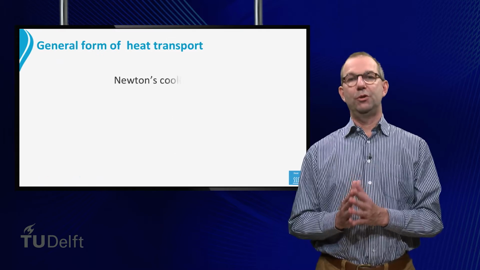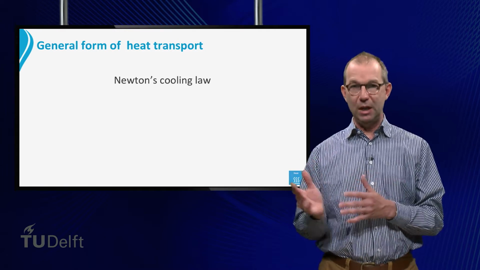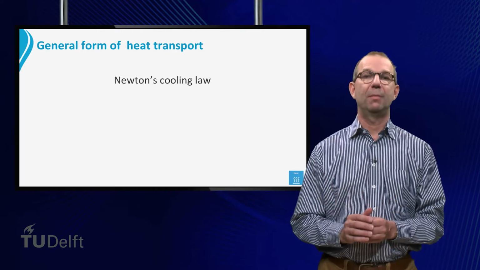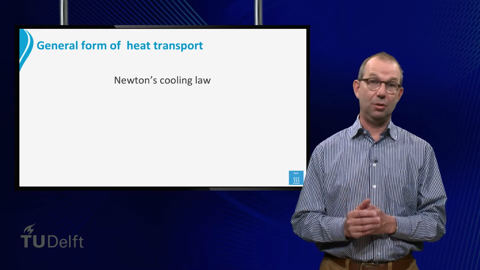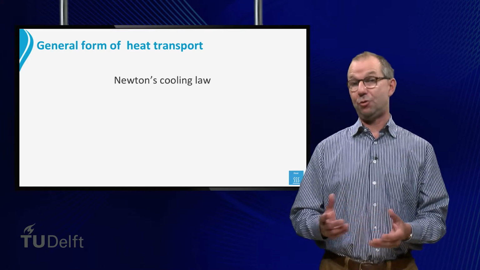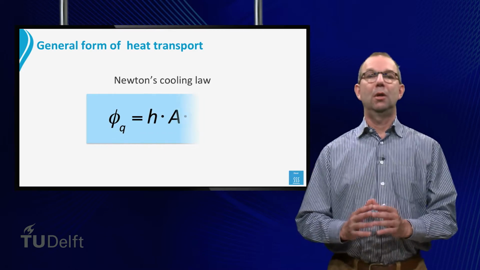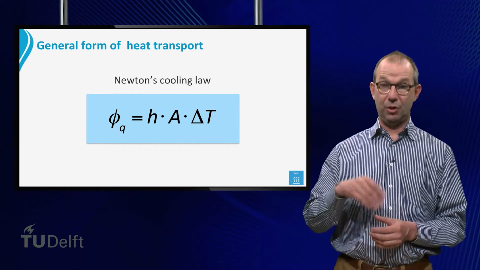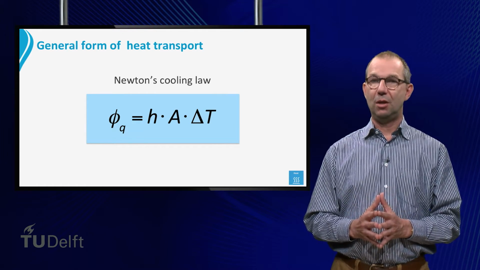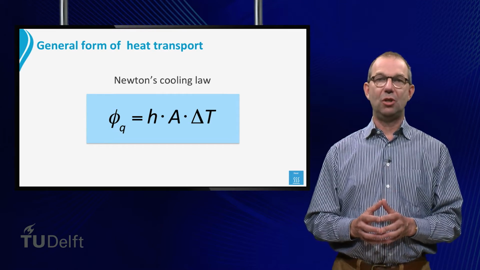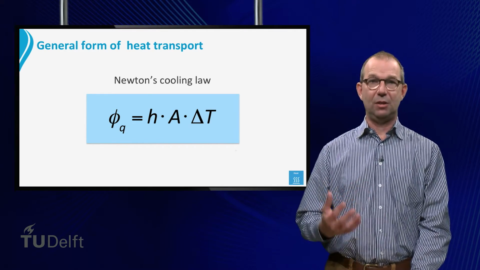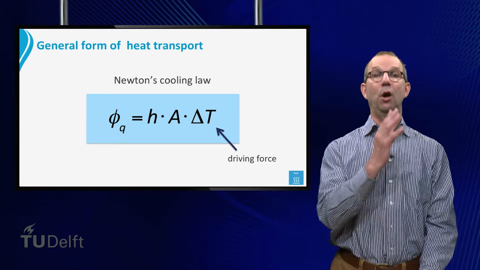The concept of a driving temperature difference giving rise to a heat flow is also applicable to more complex situations. For instance, when convection of heat is present in a heat exchanger, or during cooling down of a hot object when the heat transfer problem is transient. Therefore, we couple the driving temperature difference to a resulting heat flow in what is called Newton's cooling law. That reads as phi sub q equals h times A times delta T. This law directly reflects that a temperature difference leads to a heat flow.